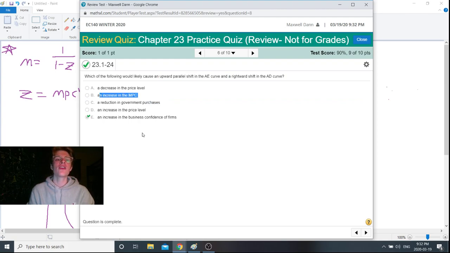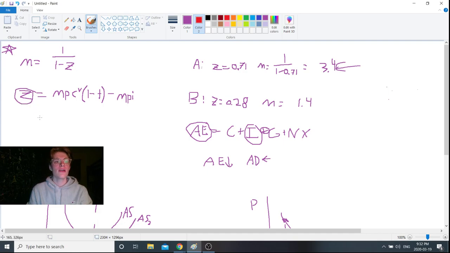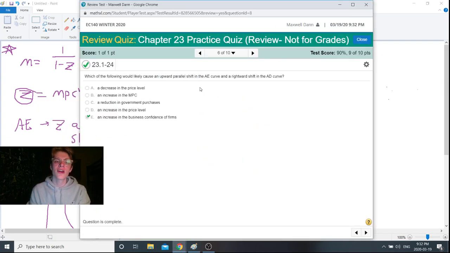Then an increase in the marginal propensity to consume. So the marginal propensity to consume makes up part of our Z value here, which is the slope of our AE function. Our AE function has Z as the slope. So what that means is that if we change the slope, we aren't going to see an upward parallel shift, as it says right here in the question, upward parallel shift. We're going to see a rotation, and we're not really sure what that's going to do to AE. So it is not this.